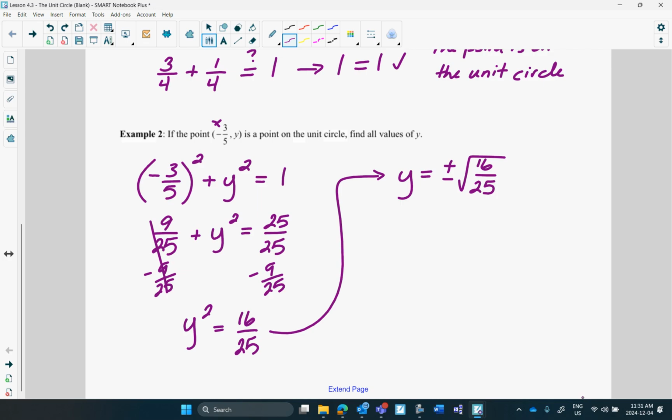We learned these last year. So my answers, I have 2 of them. It could be plus 4 over 5, which is pretty much all that you got. But remember, it could also be negative, because -4 over 5 times -4 over 5 is 16 over 25. Watch out for that. Whenever you solve a simple quadratic equation, plus minus square root, not just square root.